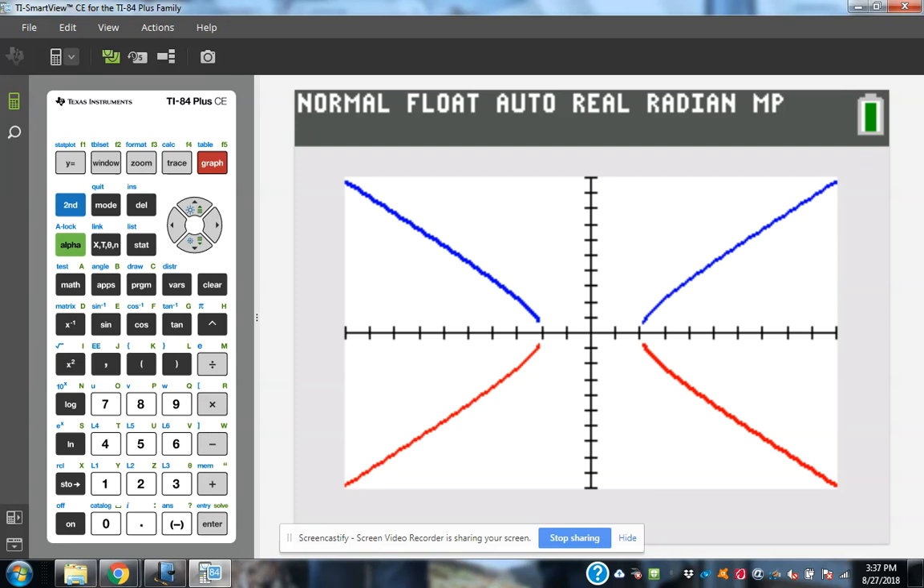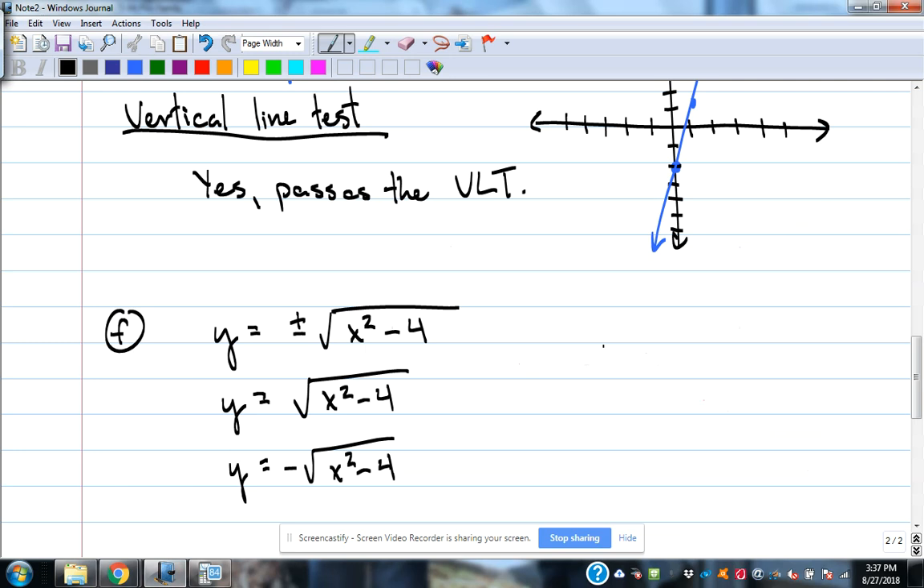Does that pass the vertical line test? If I take a vertical line and draw it right down through here, how many places does it hit? 2. That's all it takes. Just one place where you can hit it twice and it fails. So this would not be a function. Okay? This is not a function. Fails the vertical line test.